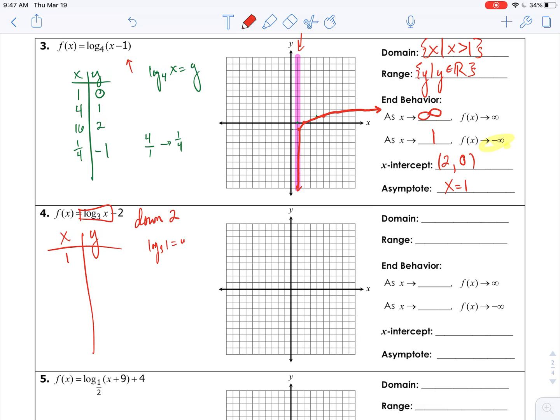We'll start with 1. So log base 3 of 1 equals y, or 3 to what power gets me 1, always going to be 0. And then we'll do some powers of 3. So, let's do 3 and 9. You could do 1/3 if you really wanted to. So 3 to what power is 3? It's 1. 3 to the second is 9. If you want to do 1/3 and 1/9, that would work as well. But again, we haven't done our transformation yet. So we're just going to make some small dots.